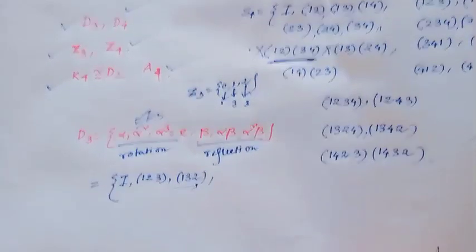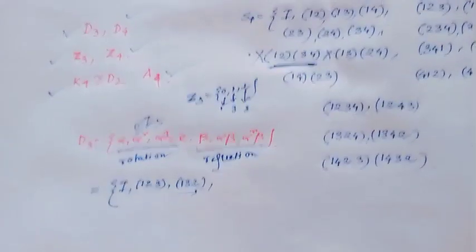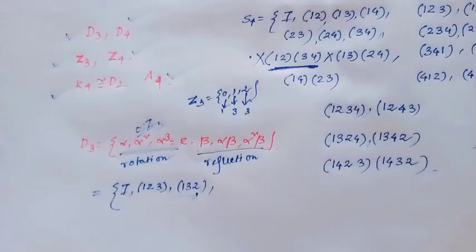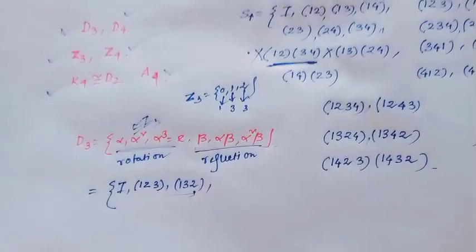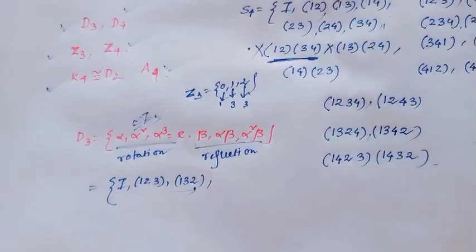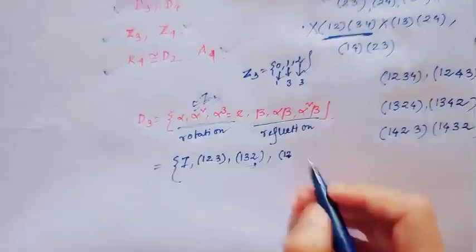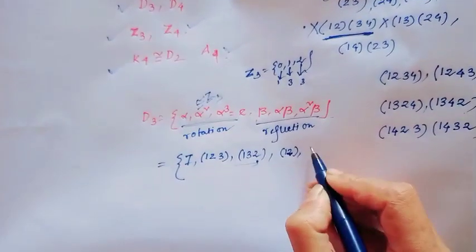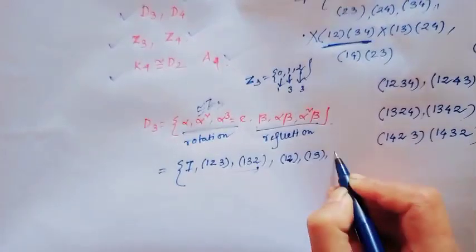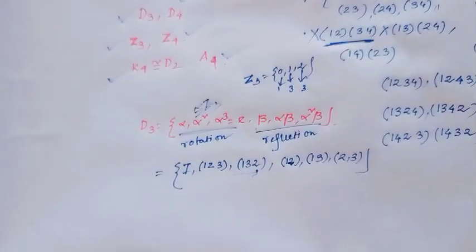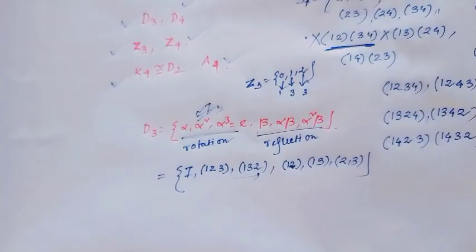So here would be such type of 2 cycle in which 4 does not contain, because otherwise the image of 4 would be different. So here we can choose (1 2), (1 3), (2 3). Have you understood?